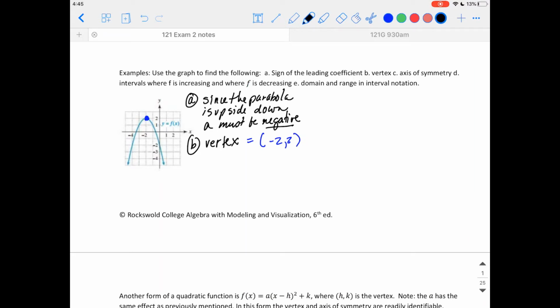And then for part C, the axis of symmetry. The axis of symmetry is the vertical line, imaginary, not part of the graph, that cuts the graph in half. And so a vertical line is always x equal to, and in this specific graph, x is going to be equal to negative 2.